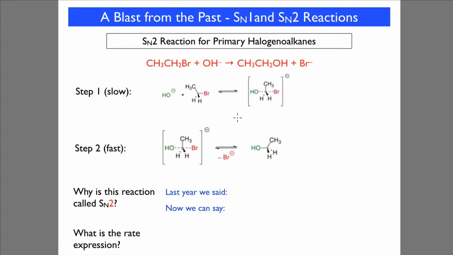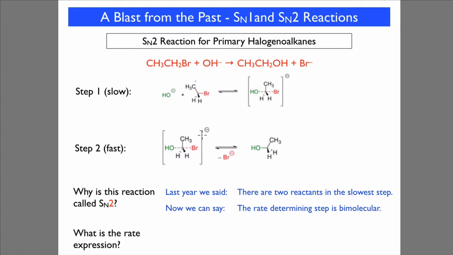Here we've got another nucleophilic substitution reaction, SN2 reactions for the primary halogenoalkanes. You can see the slow step is the first one, and you can see straight away we've got 2 reactants. So we might have said that there are 2 reactants in the slow step before, but now that we are experts, we would use correct nomenclature, and we would say that the rate determining step is bimolecular. The slow step, or the rate determining step, is bimolecular.